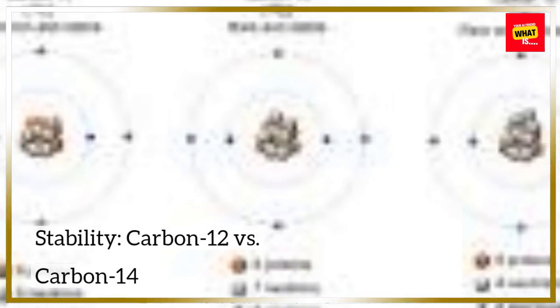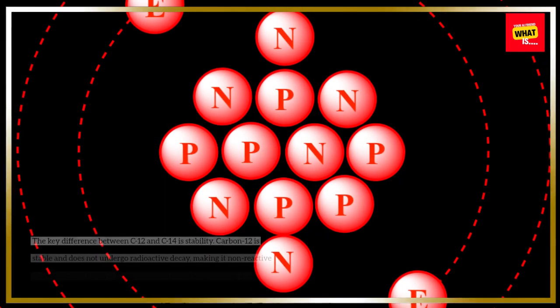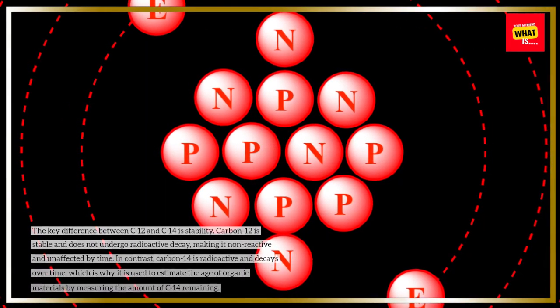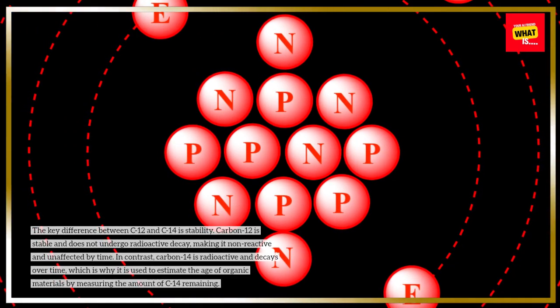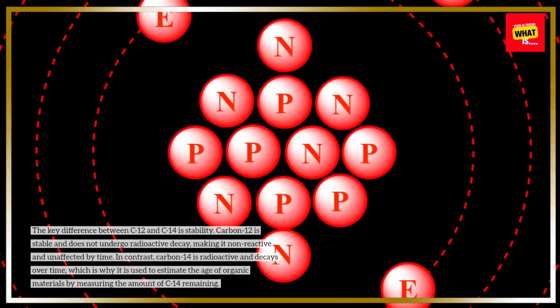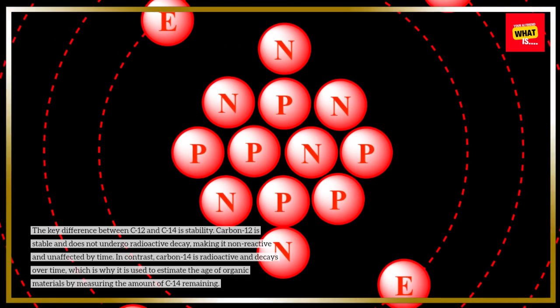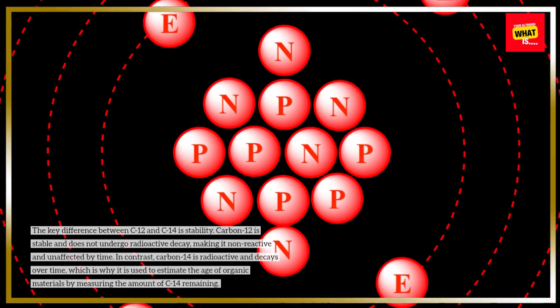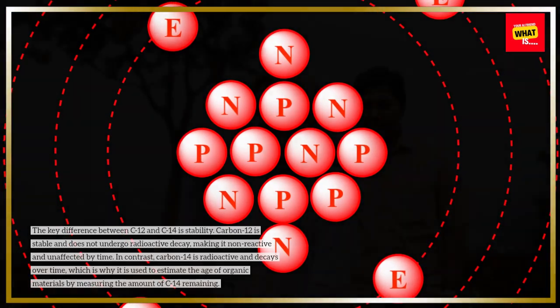Stability. Carbon-12 versus carbon-14. The key difference between C12 and C14 is stability. Carbon-12 is stable and does not undergo radioactive decay, making it non-reactive and unaffected by time. In contrast, carbon-14 is radioactive and decays over time, which is why it is used to estimate the age of organic materials by measuring the amount of C14 remaining.